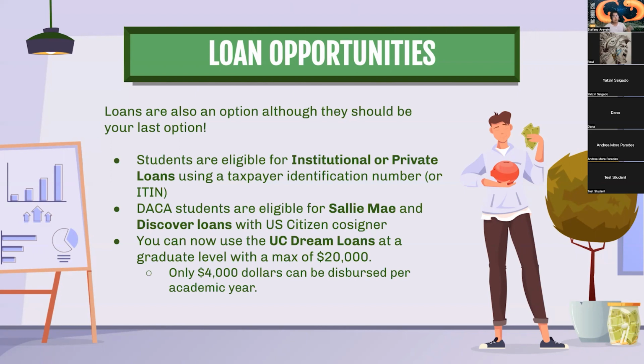If you already took out some of that money, there's a $20,000 limit, but if you already took out some of that money as a loan in your undergrad, you don't get an extra $20,000 over that. It is a $20,000 limit, counting whatever you borrowed in undergrad. So just keep that in mind. But there are options out there to get loans. It's just not my preferred or recommended option.